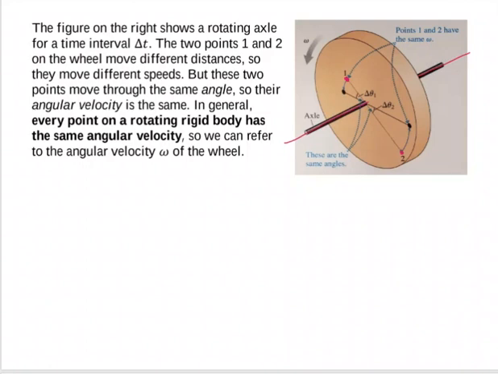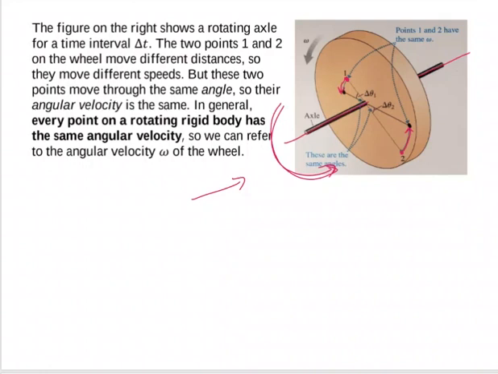Since point 1 is closer, it has less distance to turn than point 2 does as we rotate about that axis of rotation. If I'm looking at it from this direction, the axle is rotating in this counterclockwise direction. So point 1 is rotating counterclockwise. Point 2 is also rotating counterclockwise, but because point 2 is farther away from that axis of rotation, point 2 has actually traveled farther, okay?